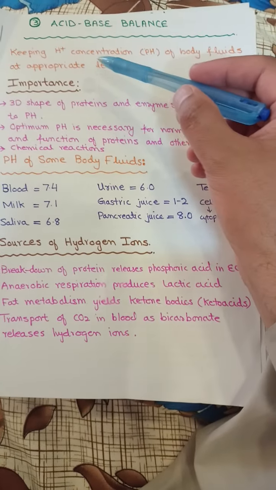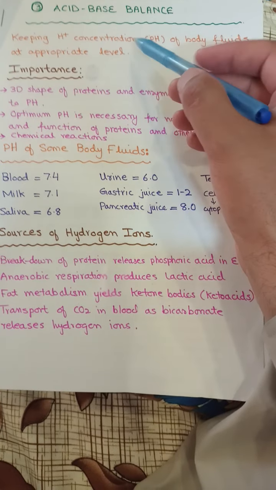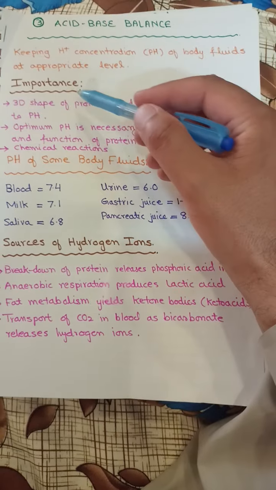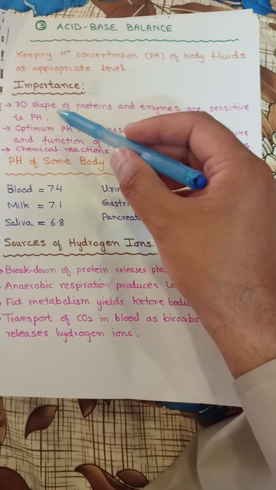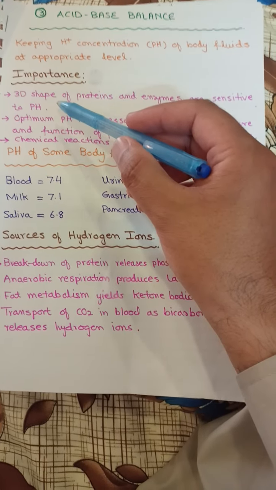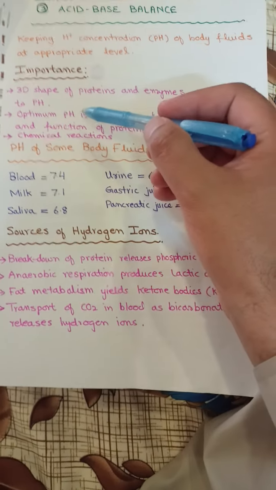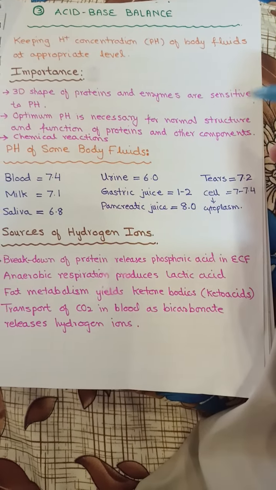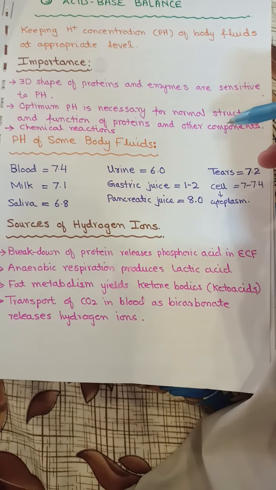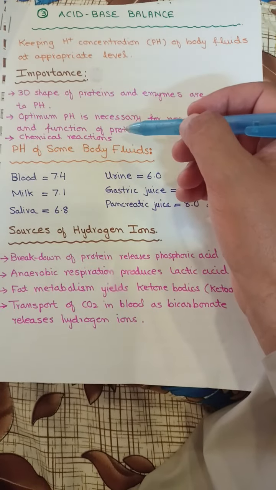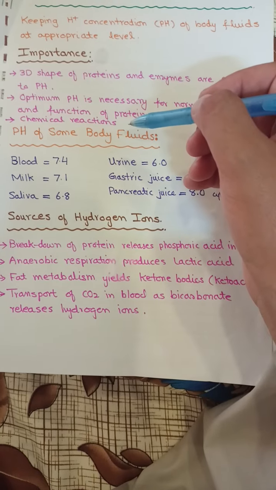So, acid-base balance is the keeping of the pH of our body fluids, or hydrogen ion concentration, at an appropriate level. What is the importance of acid-base balance? Acid-base balance or pH is important to maintain the proper shape of the proteins and enzymes and their functioning. Optimum pH is necessary for the normal structure and function of the proteins and other components inside living organisms. And pH is important for our body to perform different chemical reactions.